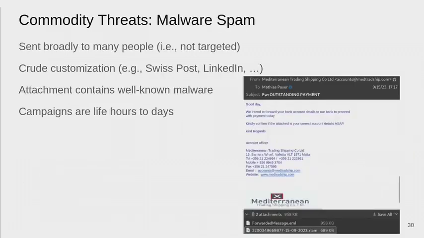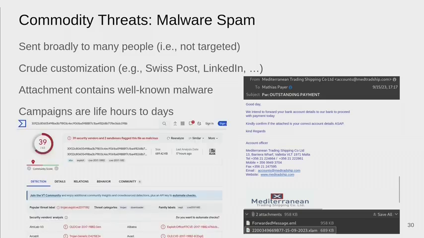If you look at malware, this is sent broadly to many people, usually not targeted. Very crude customization, as in the Swiss Post: a package has been held at customs for you, please click on it. So you're trying to do some customization, and then the attachment contains well-known malware that your antivirus or anything else will clearly signal. Malware spam like this is usually sent broadly to many people, also not targeted, and campaigns are live just for a few hours.